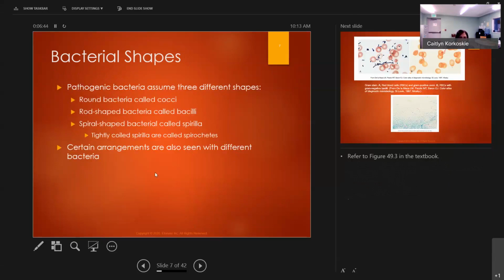Pathogenic bacteria assume three different shapes. You have round bacteria, which are called cocci, rod-shaped bacteria, which are called bacilli, and spiral-shaped, called spirilli. That is kind of easier to remember: if it's a spiral shape, then it's spirilli, then bacilli, and round bacteria is cocci. Certain arrangements are also seen within different bacteria. So what you want to make sure to review is figure 49.3 in your textbook.